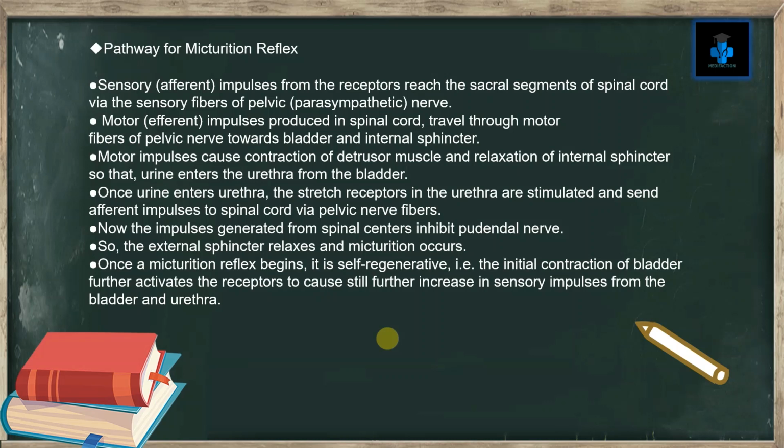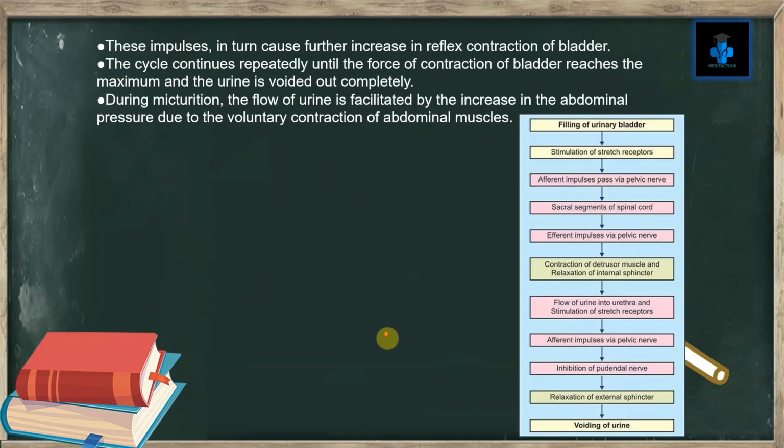Once a micturition reflex begins, it is self-regenerative. That is, the initial contraction of the bladder further activates the receptors to cause still further increase in sensory impulses from the bladder and urethra. These impulses in turn cause further increase in reflex contraction of the bladder. The cycle continues repeatedly until the force of contraction of the bladder reaches the maximum and the urine is voided out completely. During micturition, the flow of urine is facilitated by the increase in abdominal pressure due to the voluntary contraction of abdominal muscles.